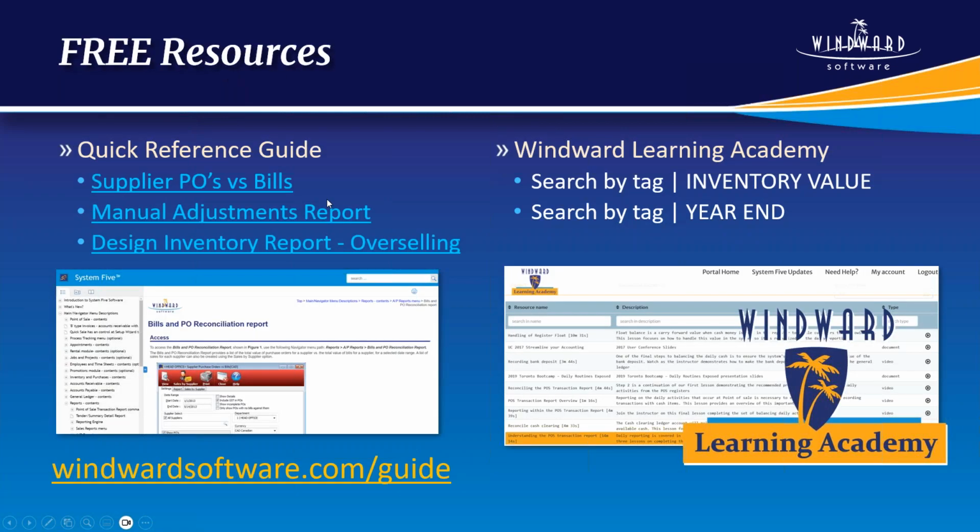So there are some free resources here. How to design the inventory report so that you can determine where your oversolds are, which we'll go over again in a later webinar. Where is the manual adjustments report? And we might just bring that up in the Q&A. And how do I compare supplier POs to bills to see where I've billed things and where I haven't?